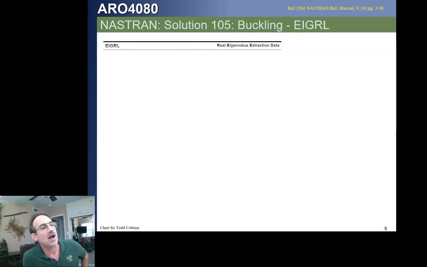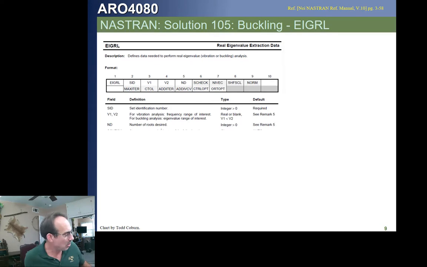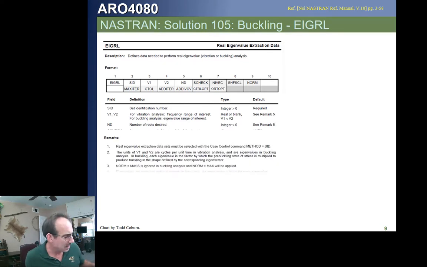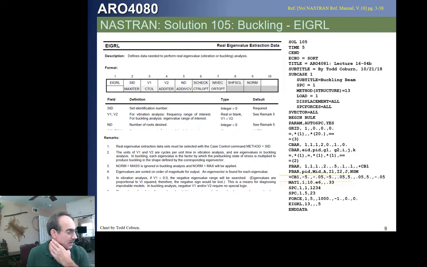The next card is our EIGRL card. If you look in your NASTRAN book, you've got the EIGRL card, and there might be a couple others. EIGRL just uses Lanczos method, allows you to do a number of things. Basically, the minimum that we're going to need for most of our stuff is just the name of the card, what the ID is, and how many eigenvalues you want to bring back. And usually about 5 is a good number.